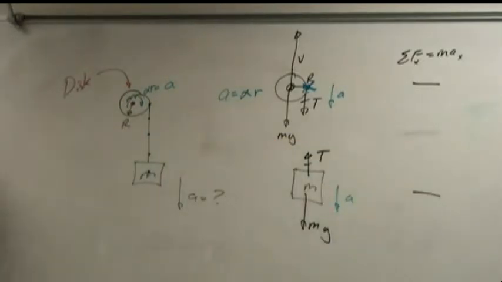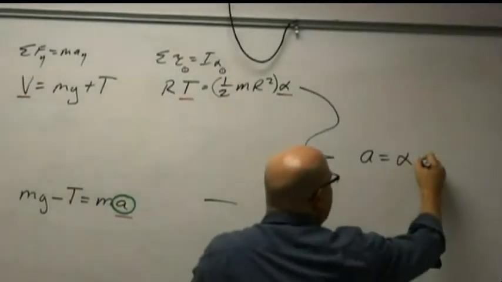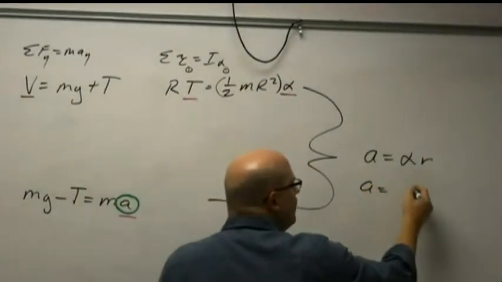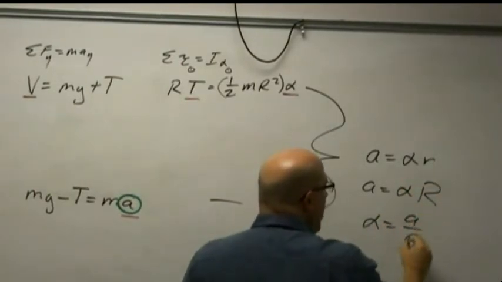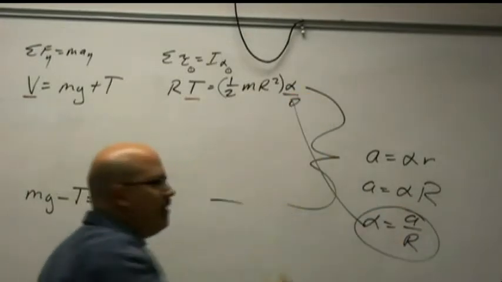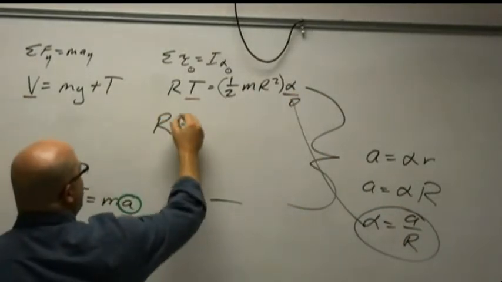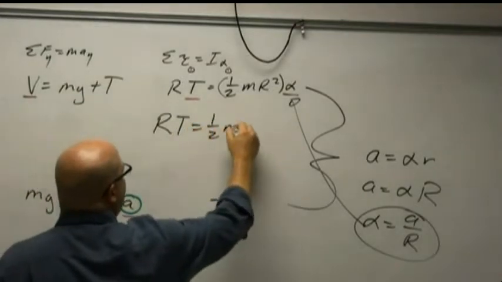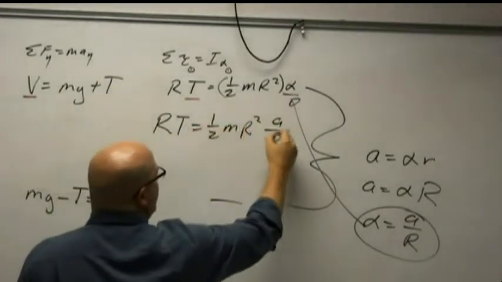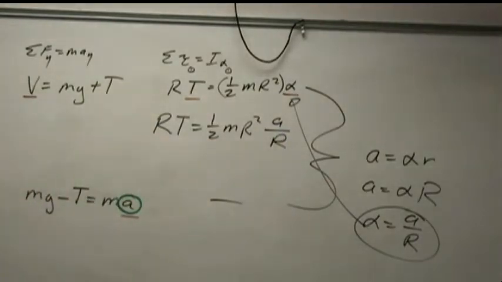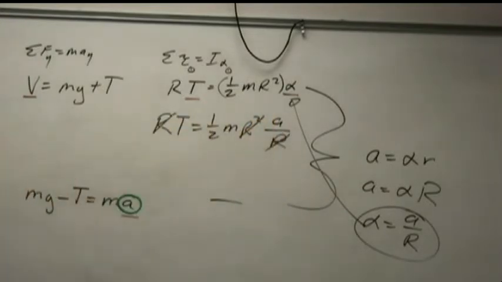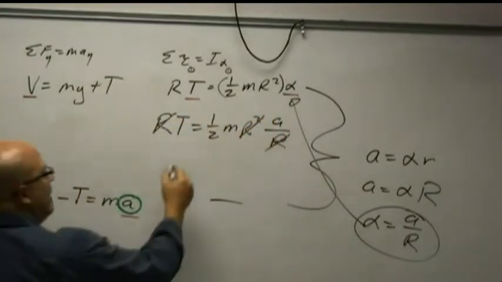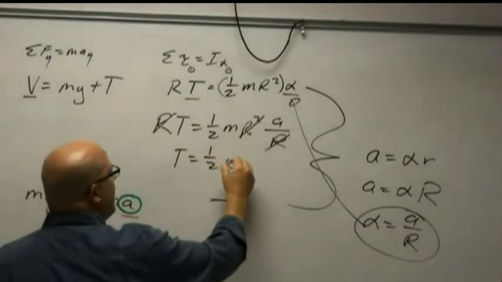So we have this magical equation, a equals alpha r. I'm going to take alpha, that's a over r, and plug it in here. And what does that give me? It gives me RT equals one half m r squared times a over r. Now a magical thing occurs: the r's all cancel. And I get T equals one half m a.